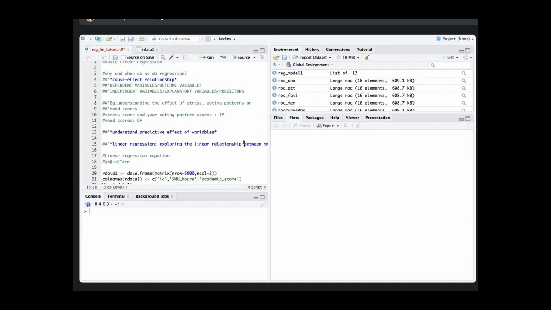So finally, just to bring it all together, we do linear regression in order to understand the linear relationship between two variables, right? Or between two sets of variables, that is dependent variable and independent variable.